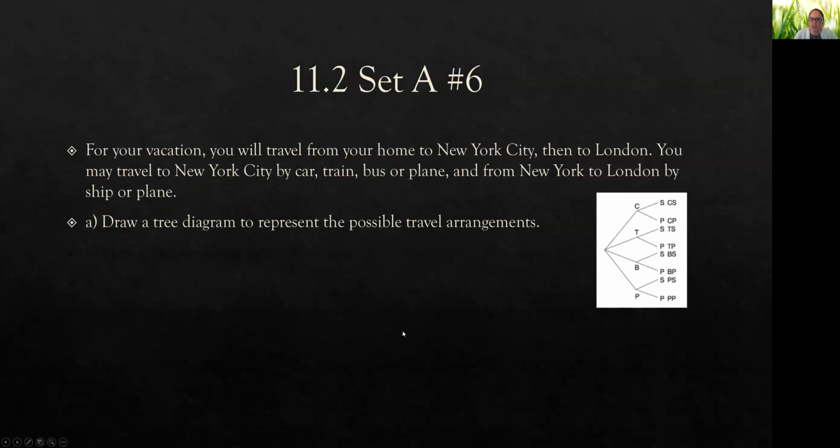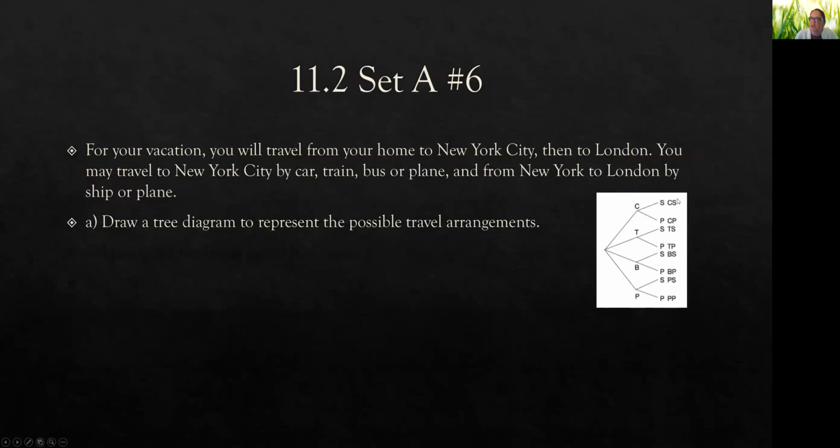For your vacation, problem number 6, you will travel from your home to New York City and then to London. You may travel to New York City by car, train, bus, or plane. So first you get to New York City, you either go by car or by train or bus or plane. And then from New York to London, you can either take a ship or a plane. So you can take a ship or a plane, a ship or a plane, a ship or a plane, a ship or a plane.